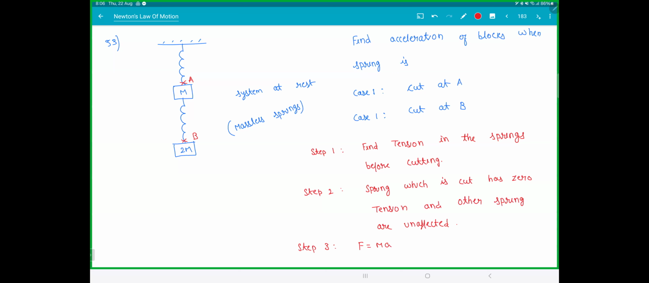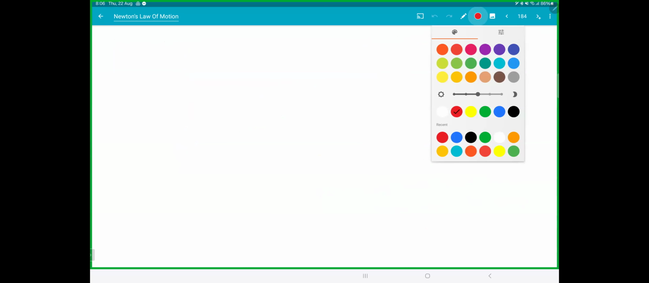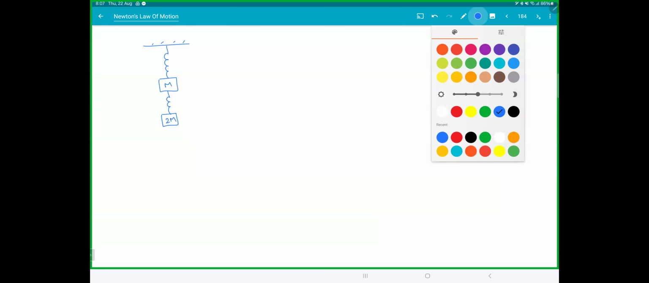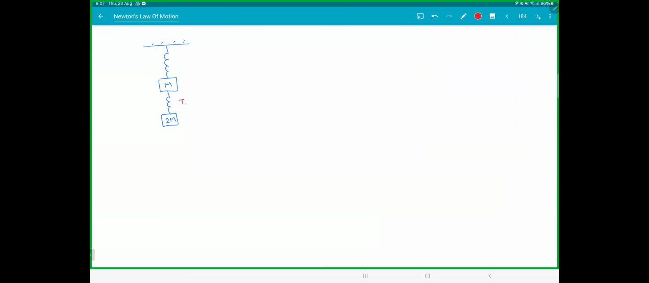So let's see the first part. Step 1, before cutting, find the tensions. So this is M and 2M. This tension, let's call it T2, will be 2mg, because this one is balancing the 2mg weight. This one will be T1, which is 3mg, because it is holding both the blocks. Agreed?